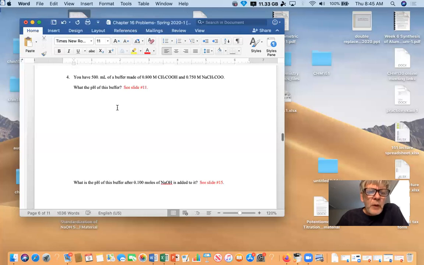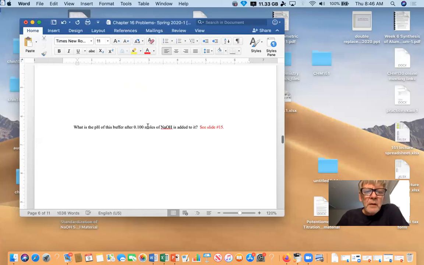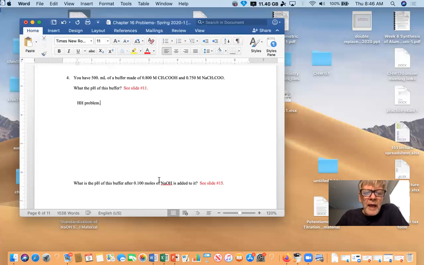Okay. So I could ask this question. You have 500 mils of a solution containing this and this. What is the pH? I would just leave the reference to buffer out of that question, and you could still answer it by identifying that these 2, weak acid, weak base, comprise a buffer. So we're just going to do it like it says there on slide 11. You're just going to do an HH problem, Henderson-Hasselbalch problem.